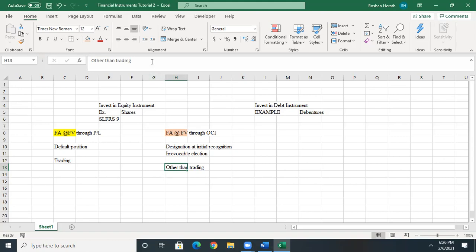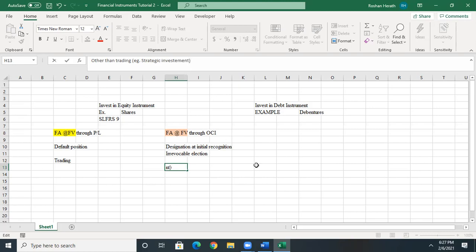For example, this may be a strategic investment. What if the investment that you have made in the shares is going to be a strategic investment? Let's say our purpose is a strategic investment.